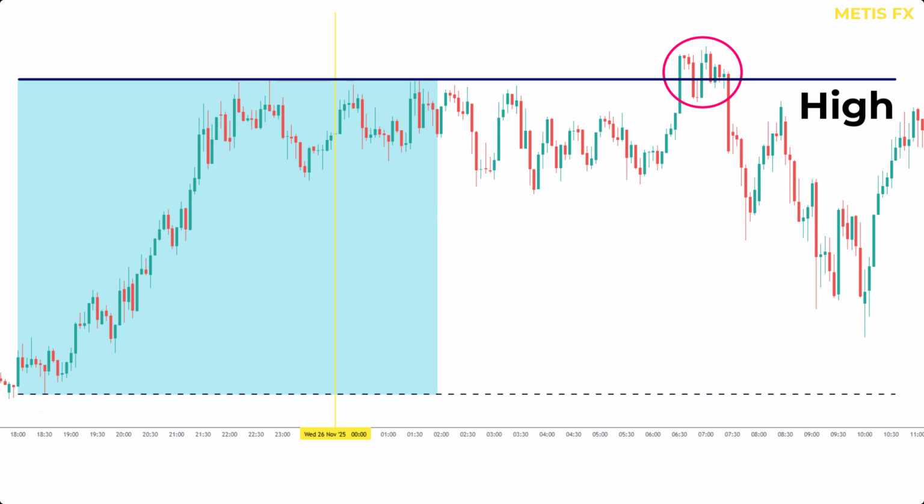Now that the liquidity above this high has been taken, it's time to return to the main path, and the real trend is starting from here. And this is where we ride the move and enter the trade. So how do we trade? Very simple. Now it's time to find a reliable entry pattern.